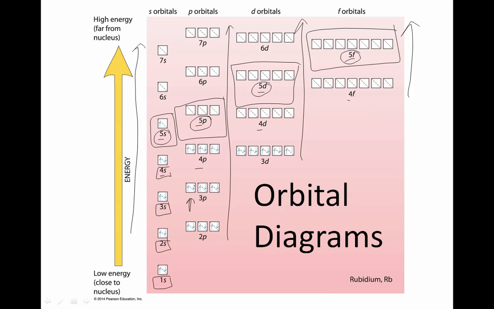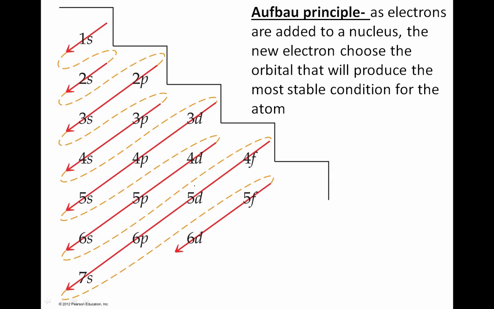And the idea is you want to fill these lines based on energy levels. Alright, this is Aufbau's principle. The idea that as electrons are added to a nucleus, the new electron chooses the orbital that will produce the most stable conditions for the atom. Meaning, you always fill 1 before you fill 2. You always fill your 2s before your 2p. You always fill your 3s before your 3p.